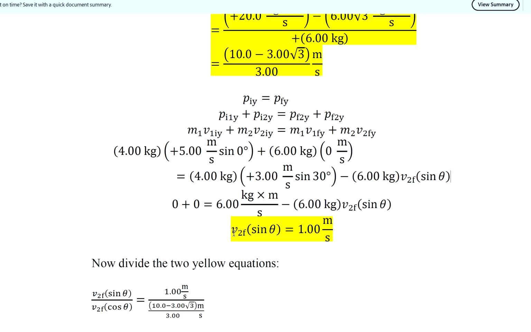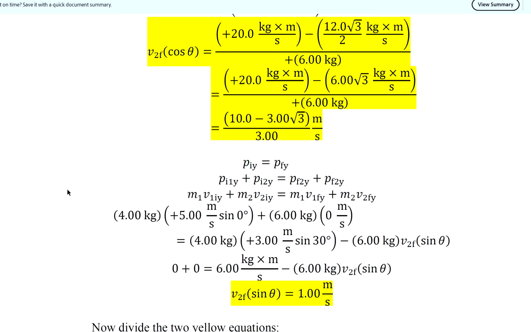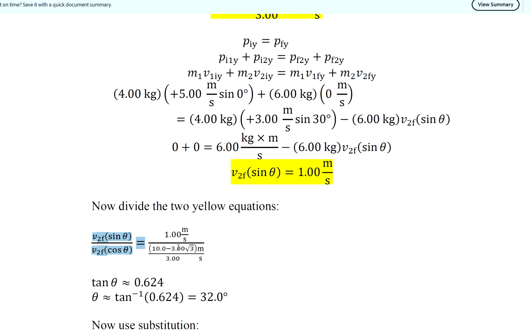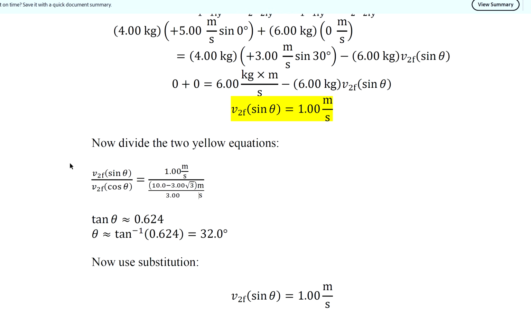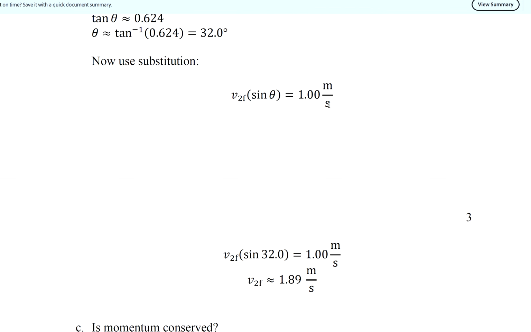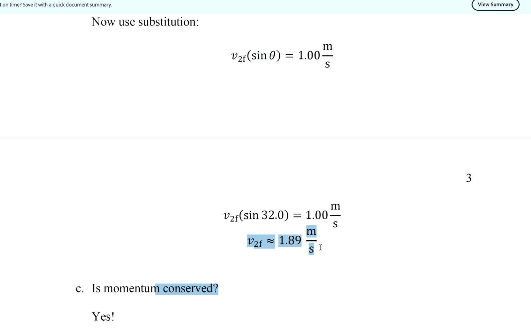So now I have this equation here. So now I'm going to divide these 2 yellow equations here. So I'm going to get this over this. So the left-hand side is tangent of theta. The right-hand side is actually a numerical value. Solving for theta, I get 32 degrees. And I'm going to use substitution. Substitute back into one of the yellow equations. I get v2 final is 1.89 meters per second.